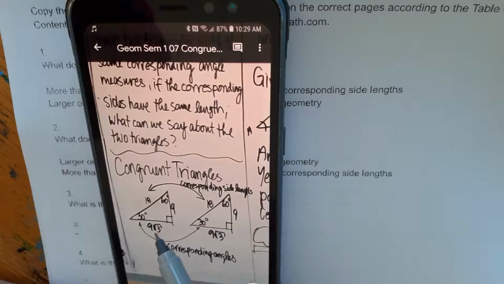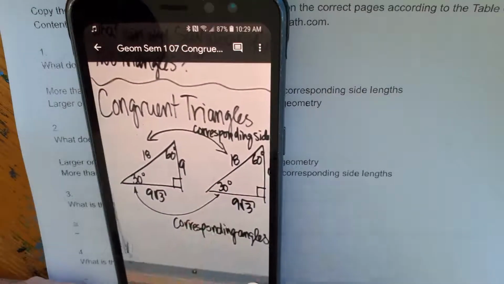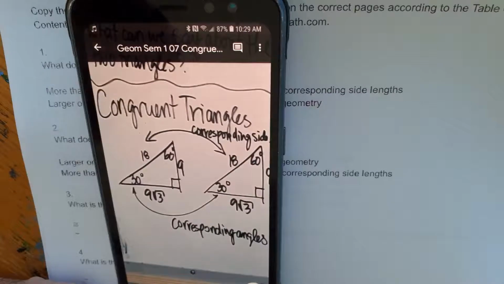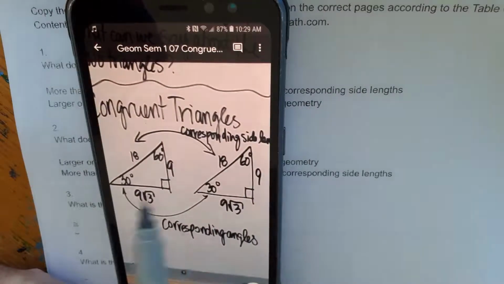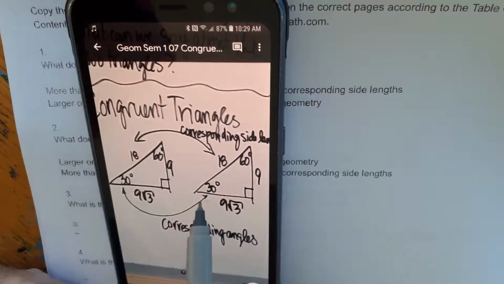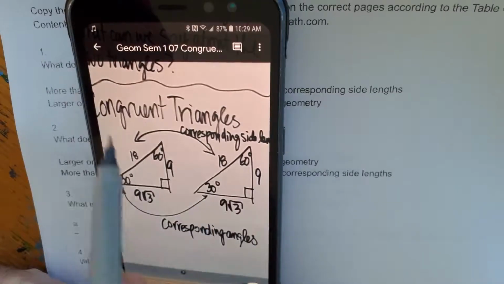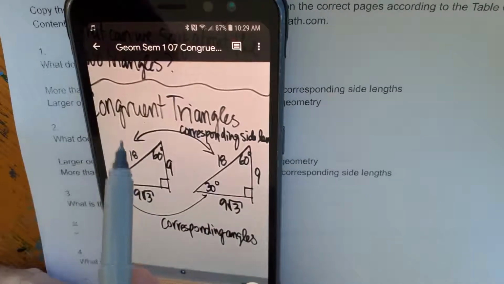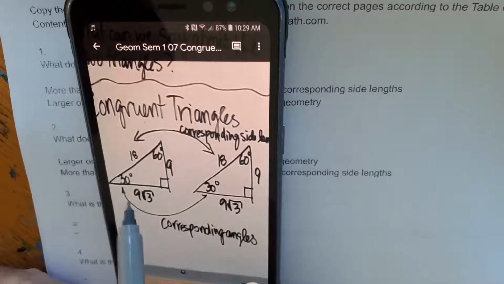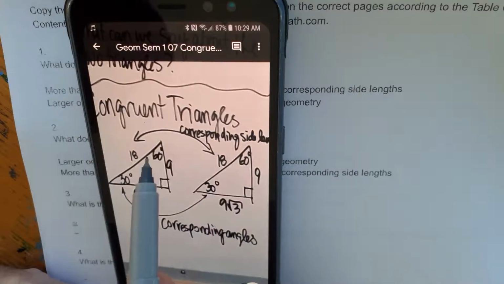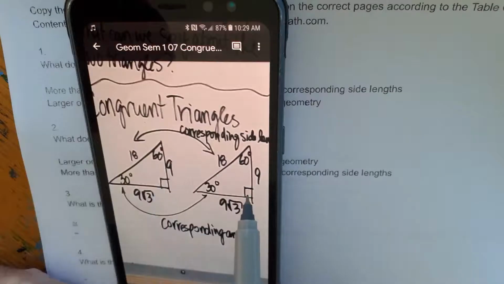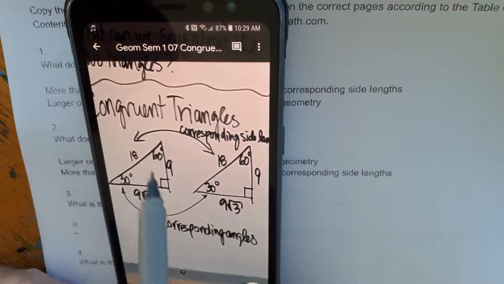By the way, this is 9 times the square root of 3. You can also say radical; another way to say square root is radical. So we have all 3 sides of this triangle equal to all 3 sides of this triangle, or congruent as we start using. And notice the angles are the same too, and they must be for these sides to be the same length: 30 degrees, 30 degrees, 60 degrees, 60 degrees, 90 degrees, 90 degrees. So not only are all the side lengths equal, but the angles are equal too.